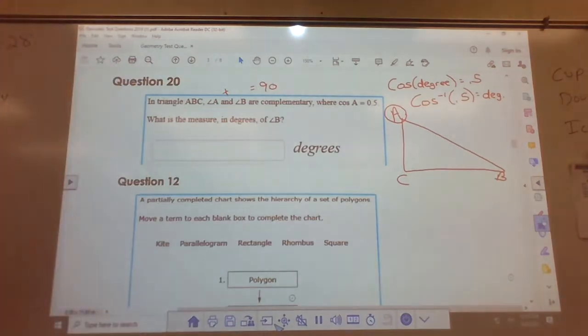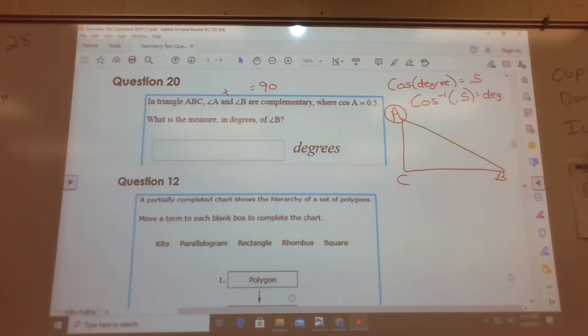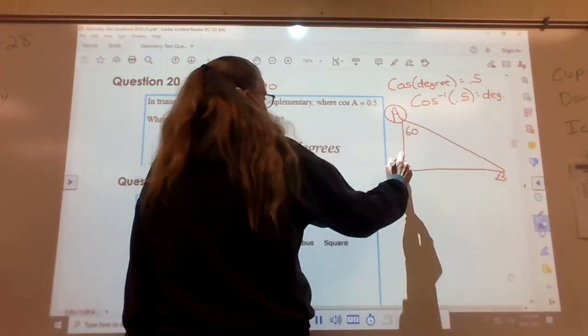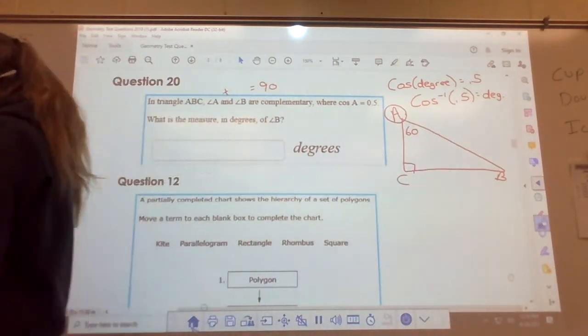So if you're trying to solve for the degree, you have to use the inverse. I know it's been a while since we've done the trig stuff, but if you're trying to solve for degree, you use the inverse button. So if you use the inverse button, you type it in, you end up getting 60 degrees. So 60 is here. We already knew this was 90. We already talked about that.